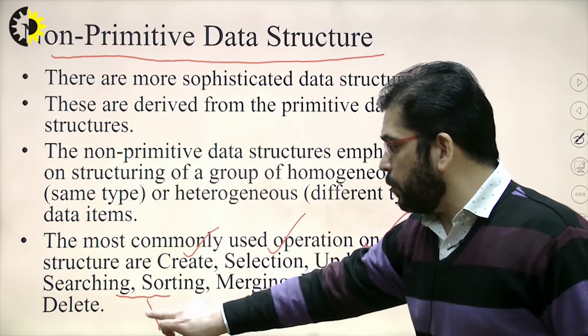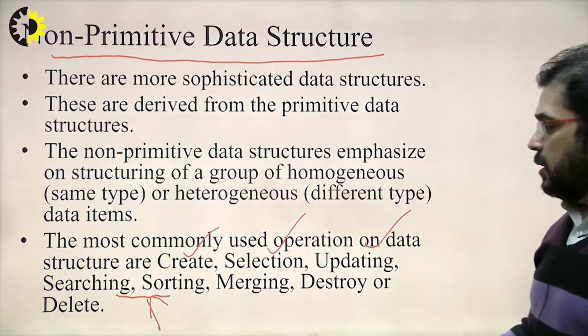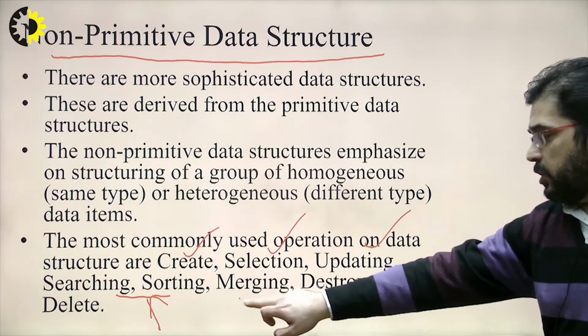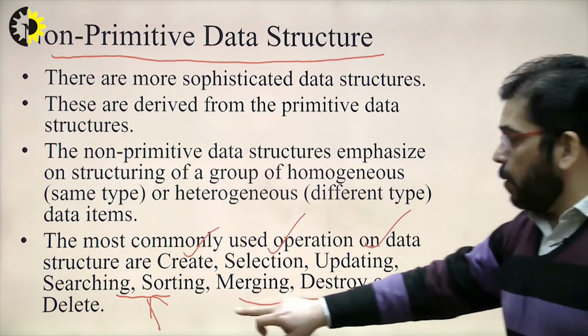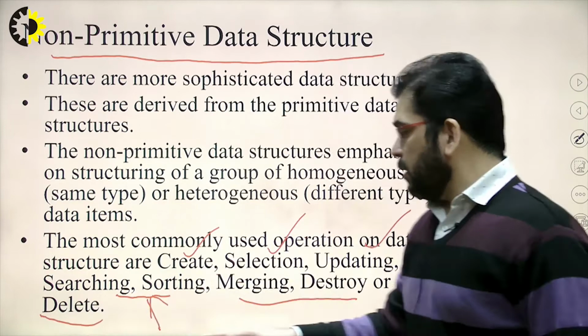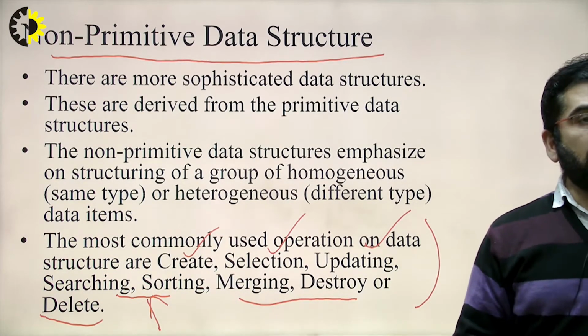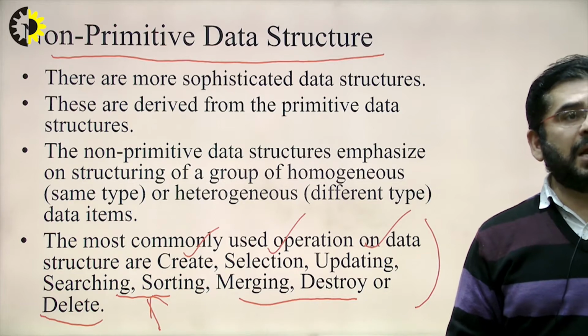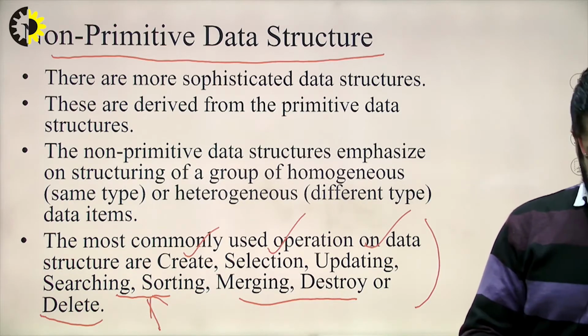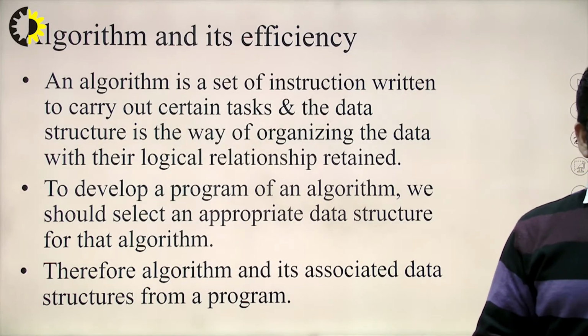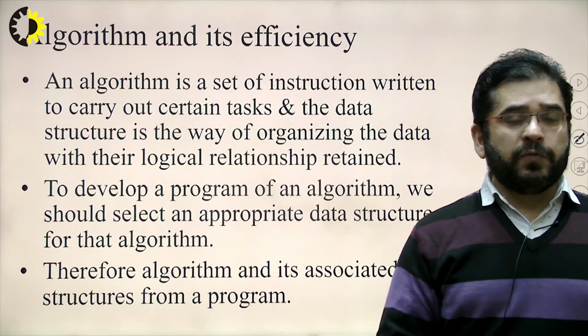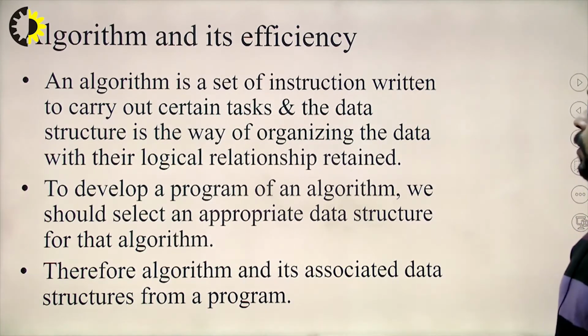These are the major operations, sorting and searching. These operations can be performed: merging, destroying or deleting, or permanently disabling the data structure. So this is the list of operations which we can perform on non-primitive data structures by the help of basic data structure.